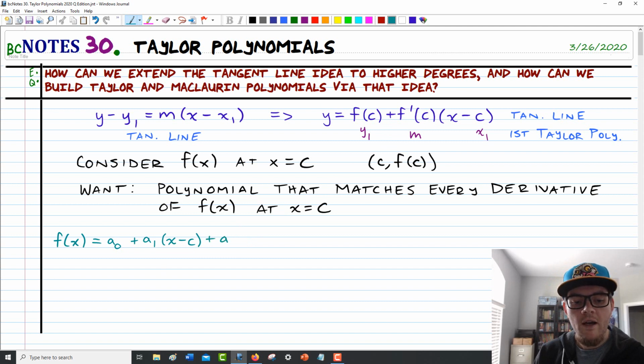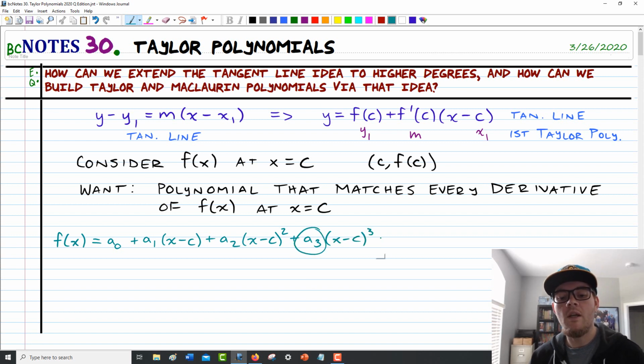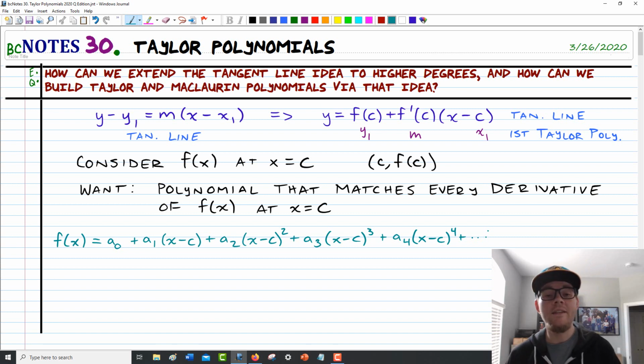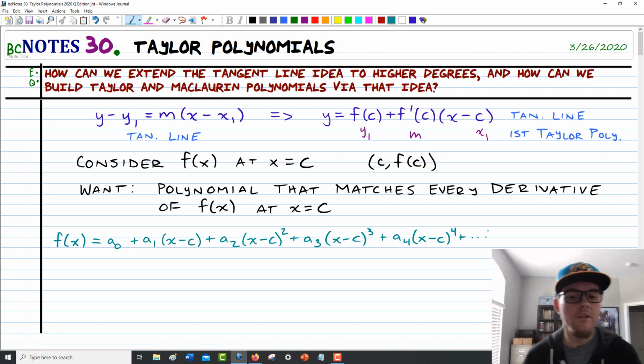Then from there, I want to figure out the coefficient of the second degree term, and it's going to have x minus c to the second power. And then I'll figure out the third degree term, which is x minus c to the third times some coefficient a sub 3. And then I'll have the fourth degree term, you can kind of get the pattern by here. So again, what we're doing is making sure that it matches every single time all the way through. So there is our first step. That is f of x as a polynomial. So we've transformed f of x into a polynomial.